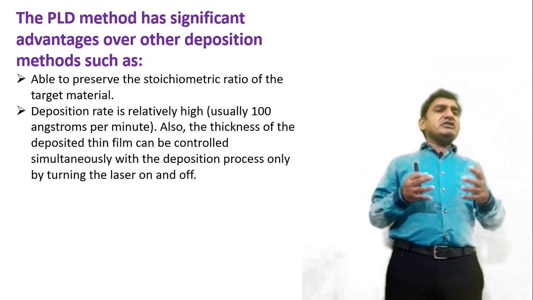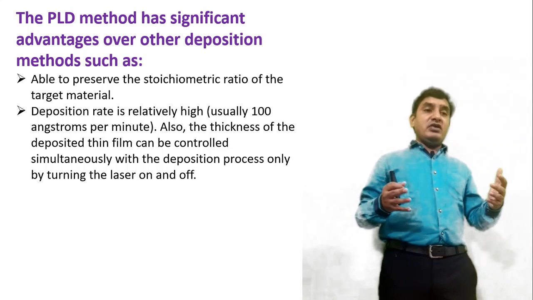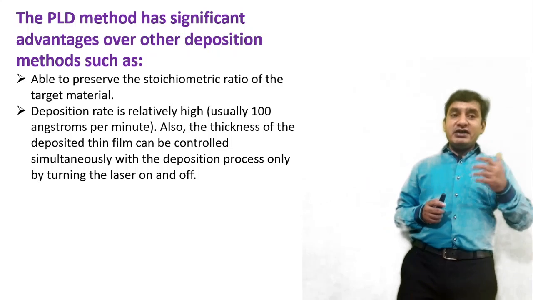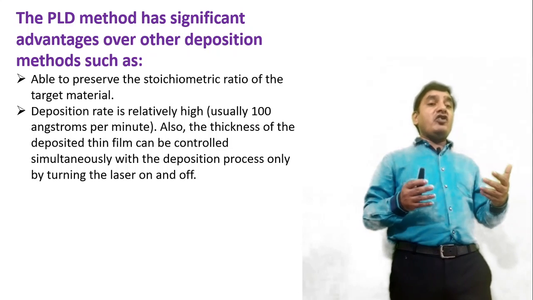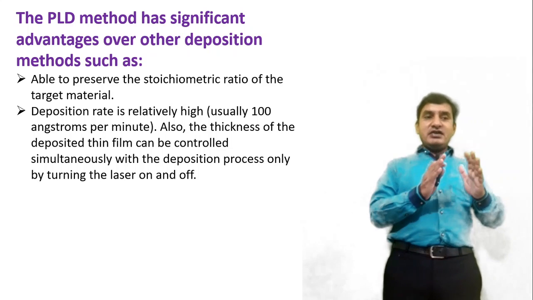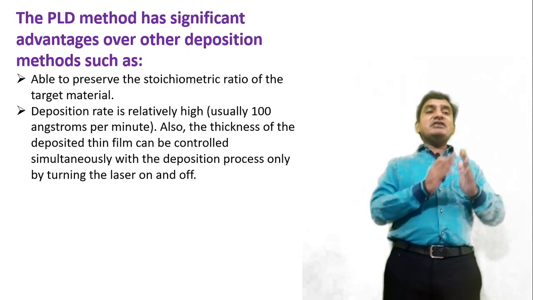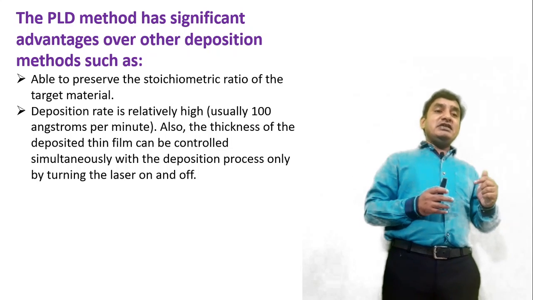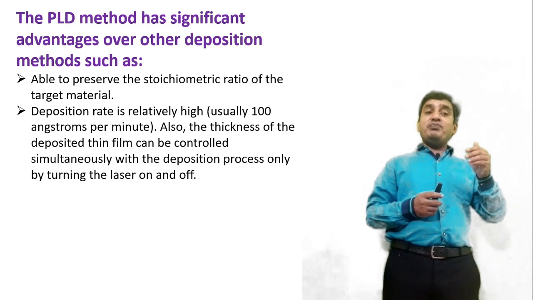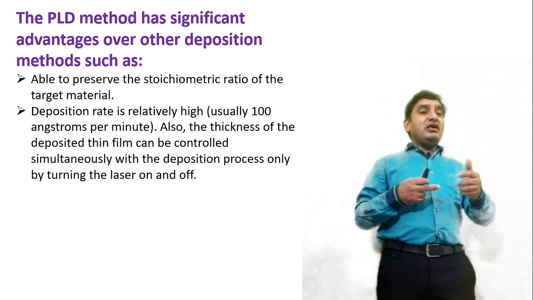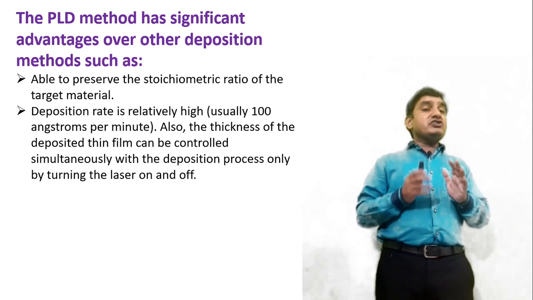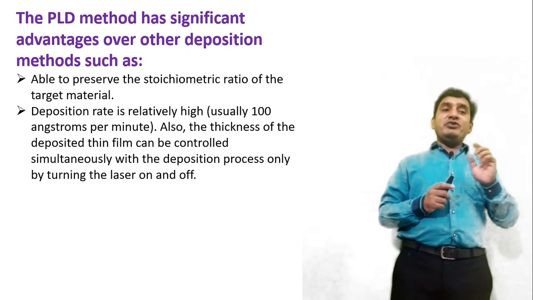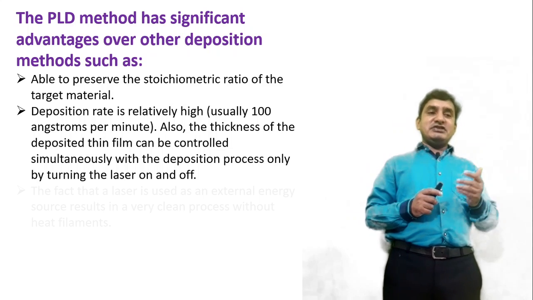The thickness of the deposited film can be controlled simultaneously with the deposition process only by turning the laser on and off. Here the thickness of the thin film can be controlled simultaneously with the deposition process, by turning the laser on and off. So we can control the thickness of a thin film. This is also one of the advantages of this synthesis method.